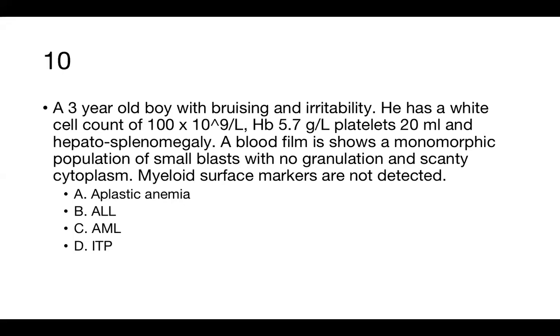Anybody else? Any other student? Sir, option B, ALL. You think it's ALL? Can you give reason? Sir, the age also suggests it, and the patient is having pancytopenia and also hepatosplenomegaly, which rules out aplastic anemia, and there are some small blast cells which are also present in ALL, while the myeloid markers are not detected, which rules out AML. ITP doesn't present like this. Okay, so you strongly think this is ALL.